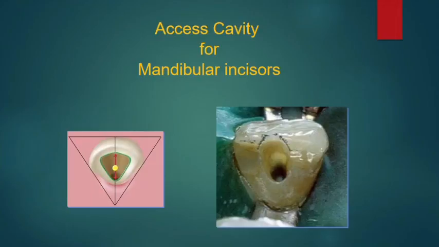Alright, now let's move on to the mandibular teeth. We will start with the access cavity of both mandibular central and lateral incisors. These teeth can have a single canal or sometimes two canals, which is very common. The shape of the access cavity will be triangle or oval, and that will depend on the prominence of the mesial and distal pulp horns.